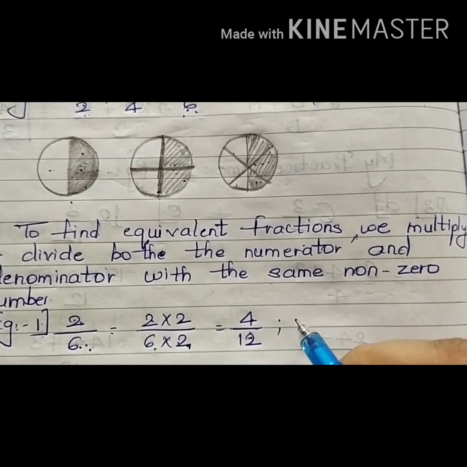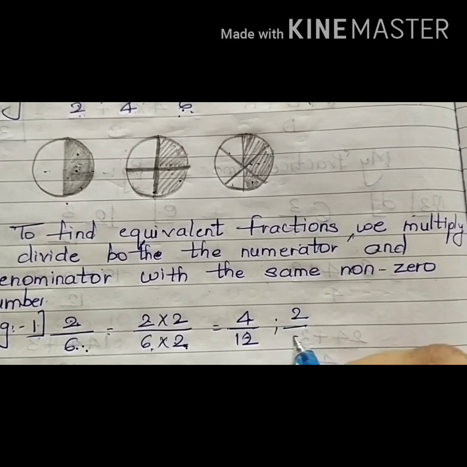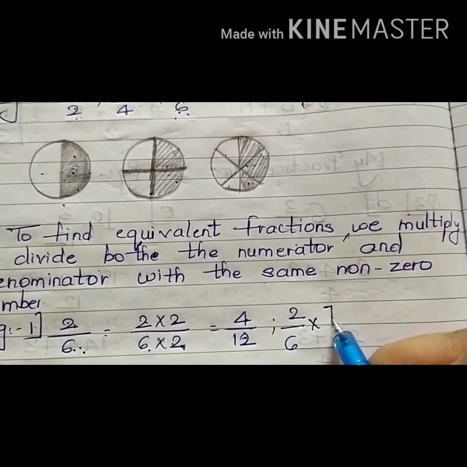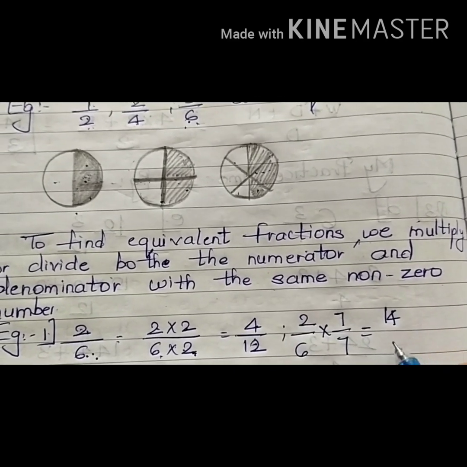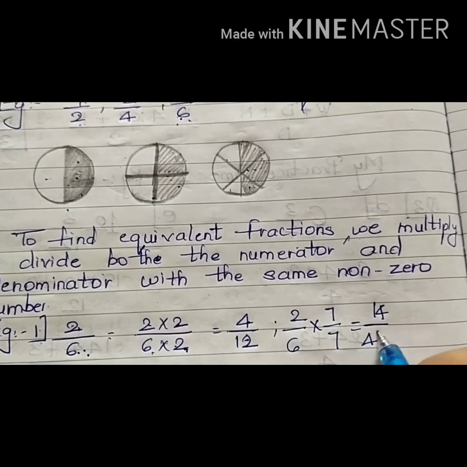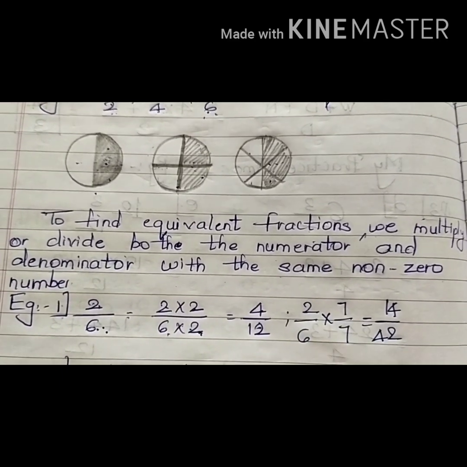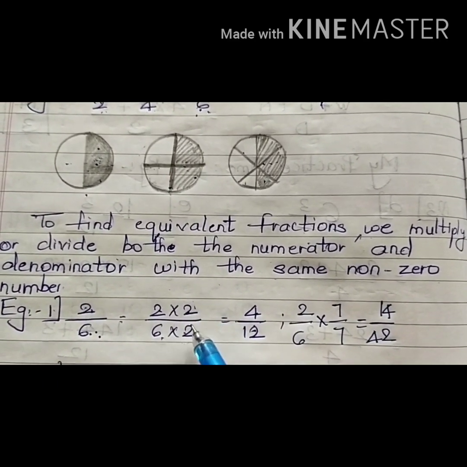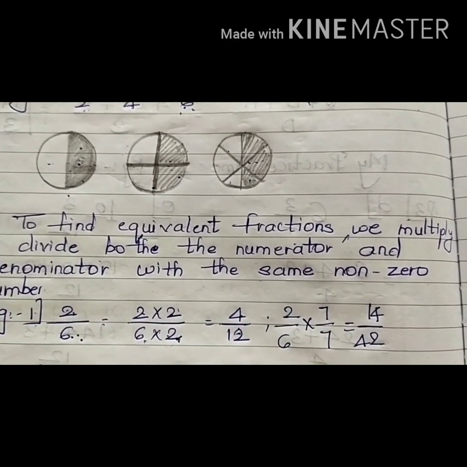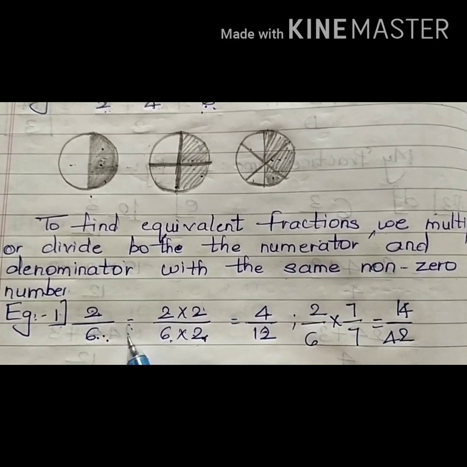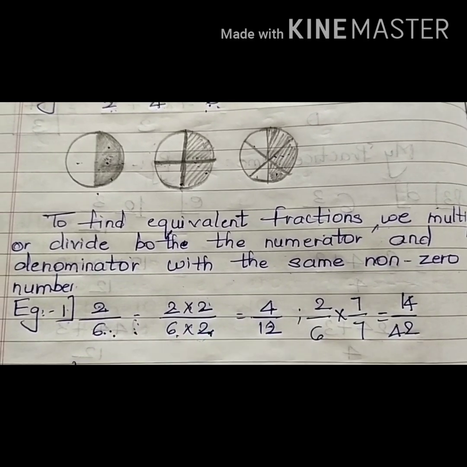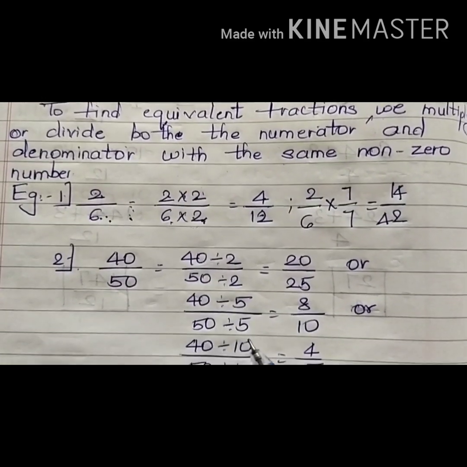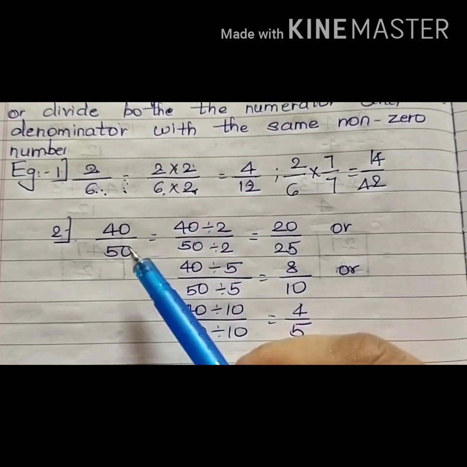I can also do it as 2 upon 6 multiplied by 7 upon 7. So this answer gives me 14 upon 42. So children, you can take any number to multiply the fraction and you can make it equivalent. This was case number 1 where I can get equivalent fractions by multiplication. Now I will tell you case number 2 where I will get equivalent fractions by division.